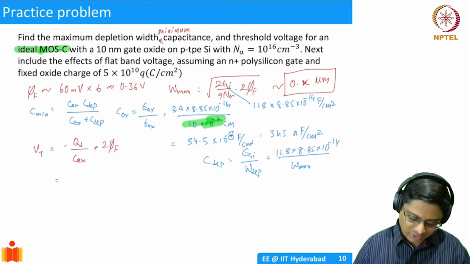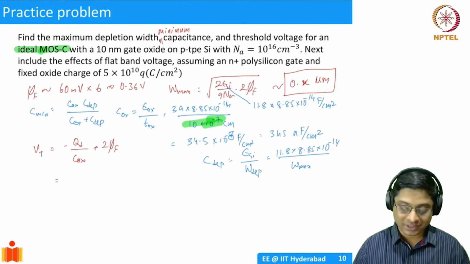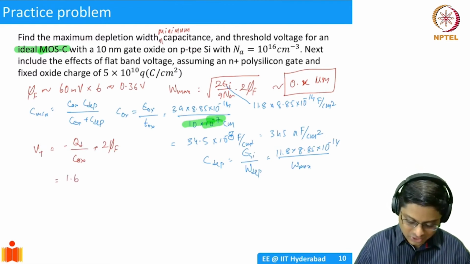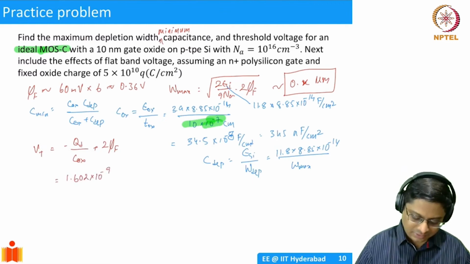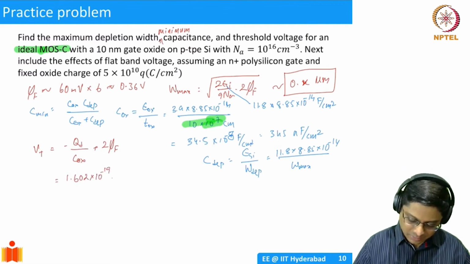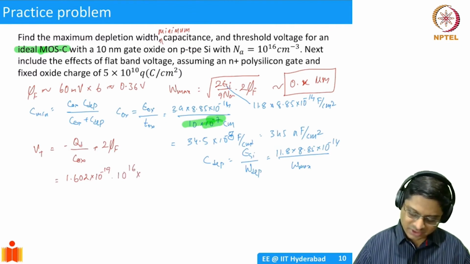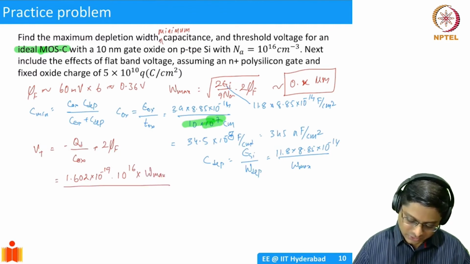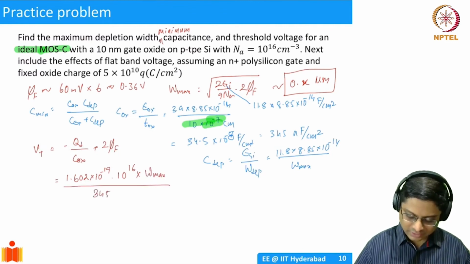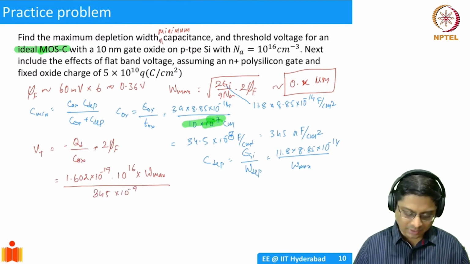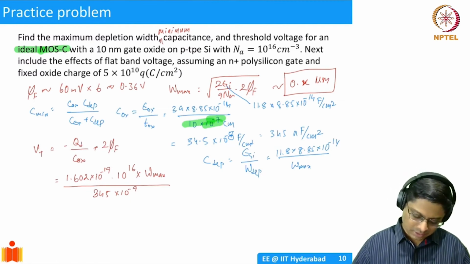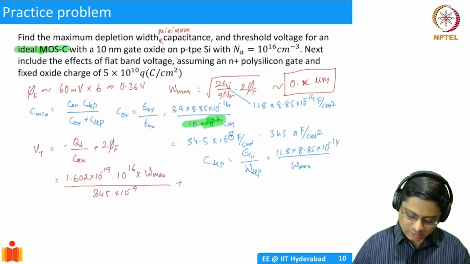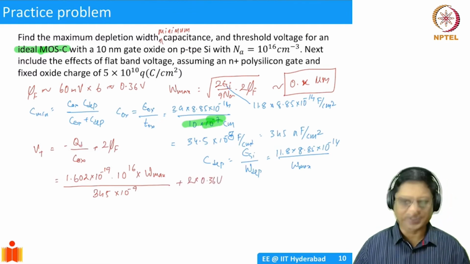So what you'll end up getting is, what is the doping density? Well, you can't directly put the doping density. Another critical thing, remember, the charge, so you have to put 10 power minus 19 into doping density, which is 10 power 16, into the width, which is W max, divided by Cox, which is 345 nanofarads per centimeter square. So into 10 power minus 9. That is per centimeter square. Okay. So you will get this part plus 2 phi F, 2 into 0.36 volts. You will calculate it. I mean, it will be some number.